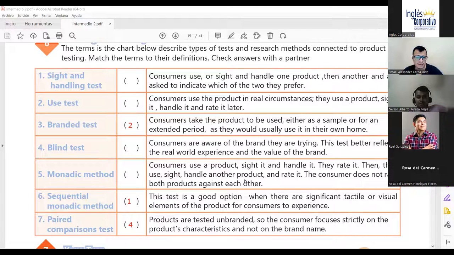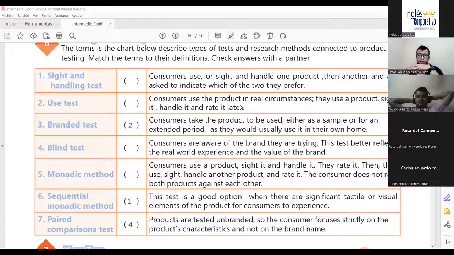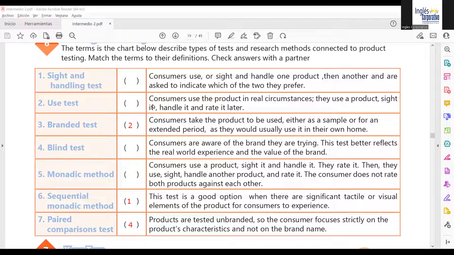What did you read? The second for the number five. For me, the second five is the blind test, because you use another product and compare products against each other. The blind test is about the difference. Blind, another product. It's the comparative of product. Blind, ciego, o a ciegas.